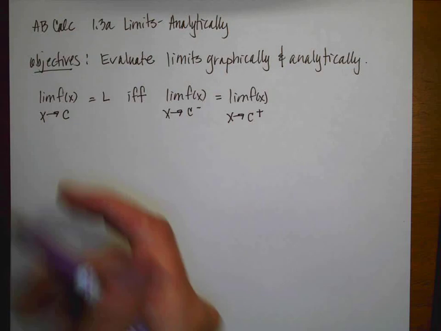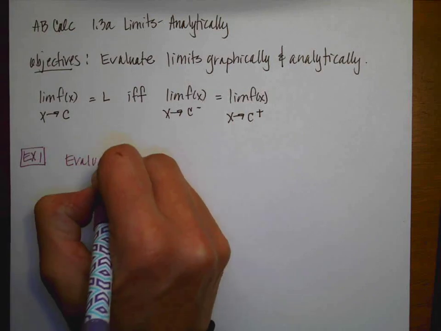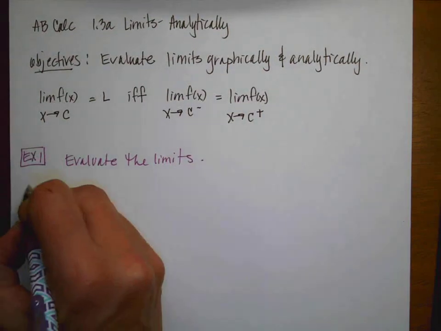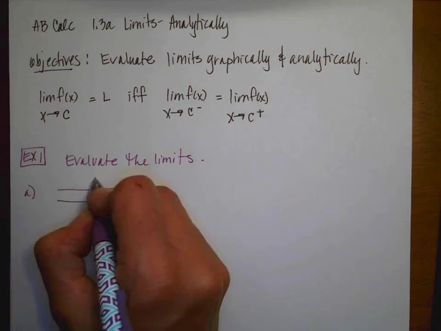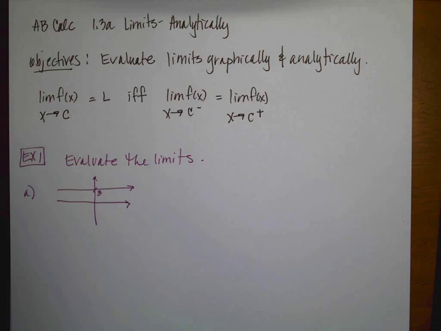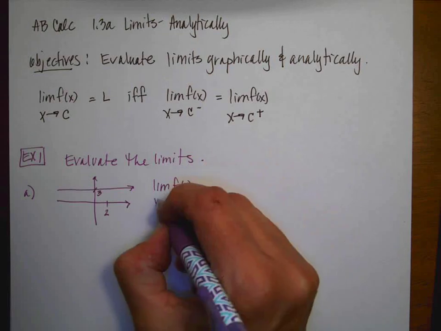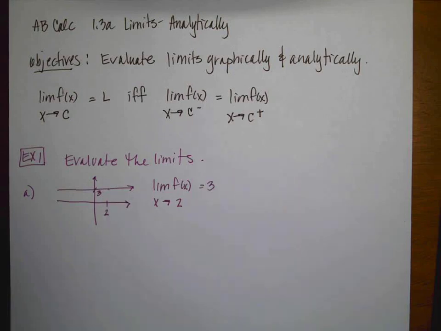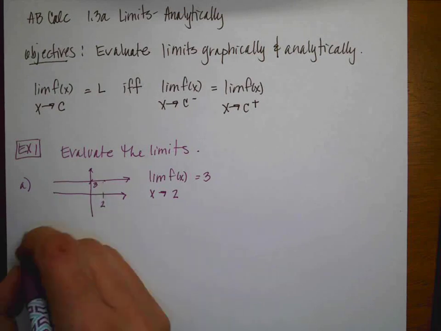So as we do our first example, it says evaluate the limits. In this one, I'm going to give you a couple of different graphs. For the first one, we're going to have this graph, and this is going to be a horizontal line. There's a 3, and this is x is equal to 2. So I want the limit of the function as x approaches 2, and because this value is defined, it's going to be 3. That means that regardless of what x value you picked, the limit would always be 3. So that's kind of cool to think about.